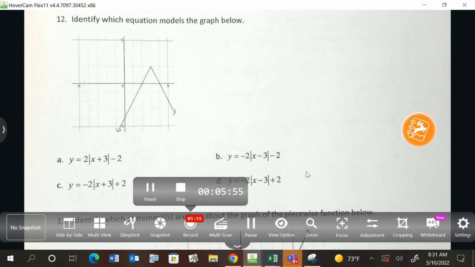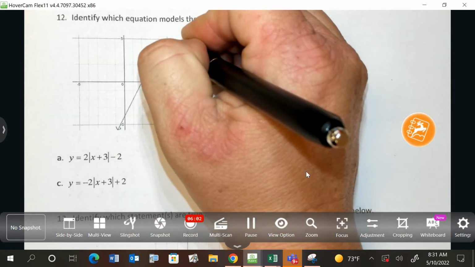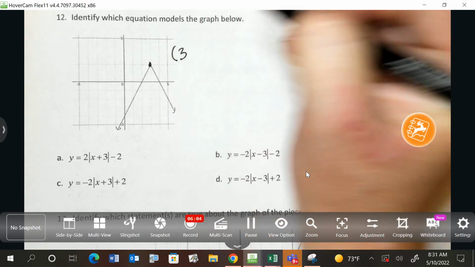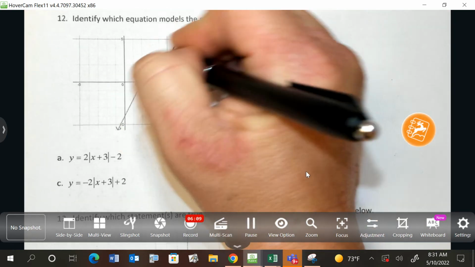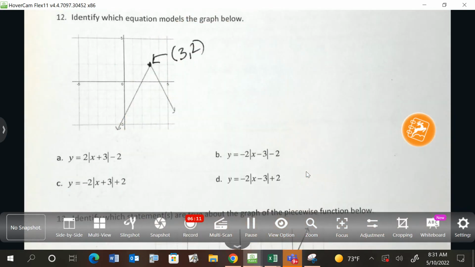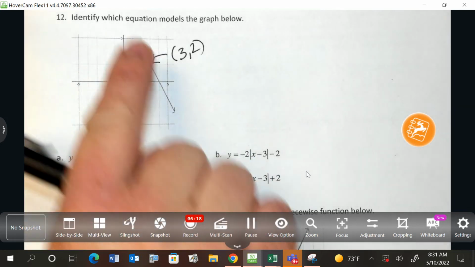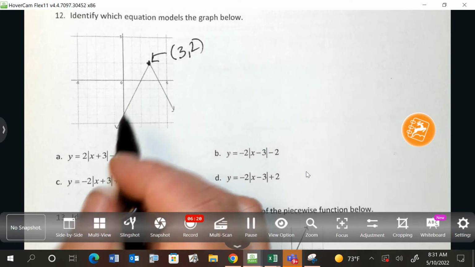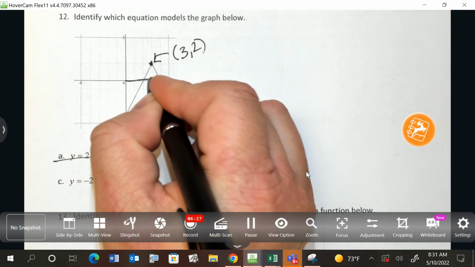So in problem number 12, we are asked to identify the equation for what we are provided. So put a little dot here for me, please. And I want you to write 3 and positive 2, I think that is. This is the ordered pair 3, 2. So how do we come up with the equation? Well, notice how, just like a parabola, it is opening downwards. Because it's opening downwards, I know the number out front is negative. So cross out anything that does not have a negative number out front. We move to the right 3 and up 2.